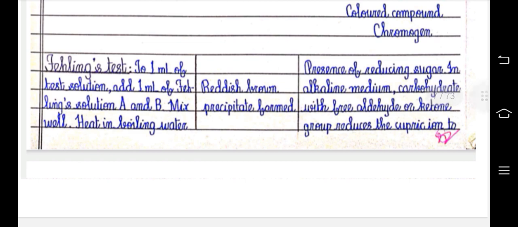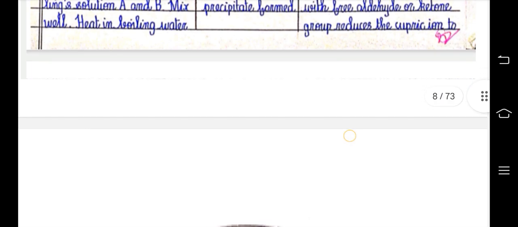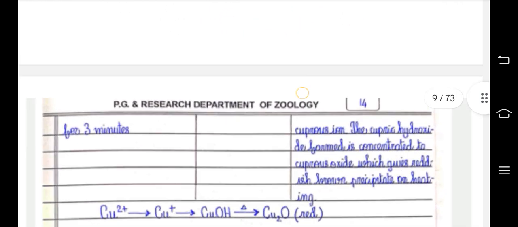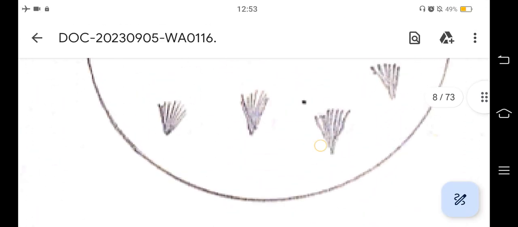Fehling's test. To 1 ml of test solution, add 1 ml each of Fehling's solution A and B and mix well. Heat in a boiling water bath for 3 minutes. Reddish brown precipitate formed. Presence of reducing sugar in alkaline medium.